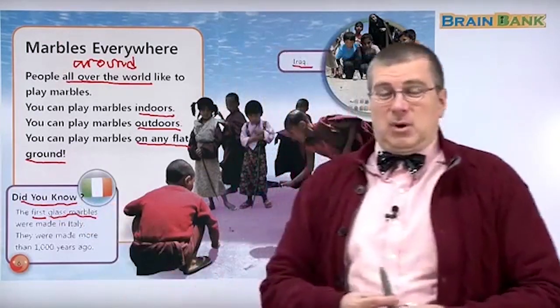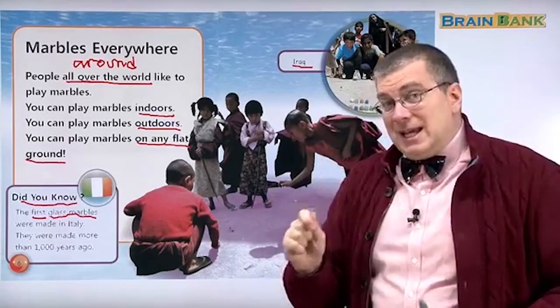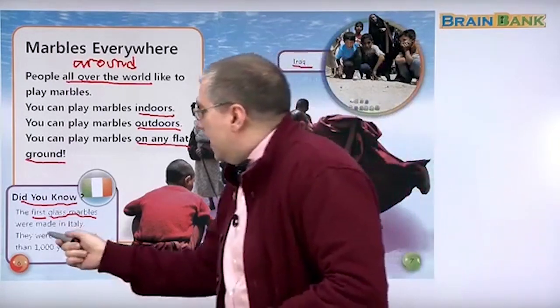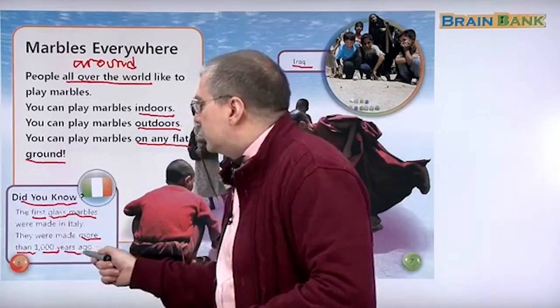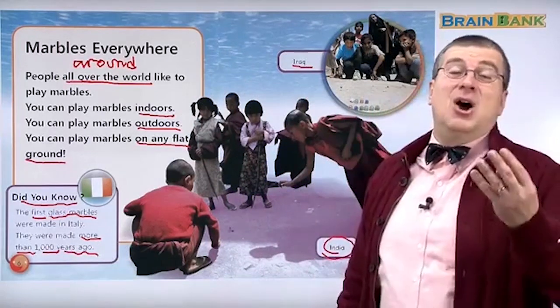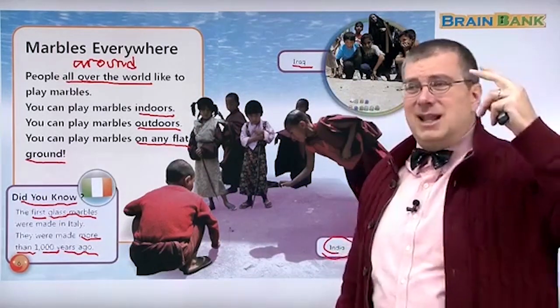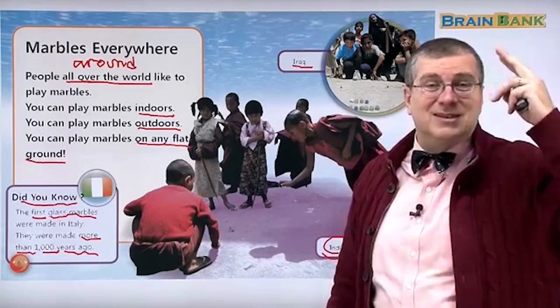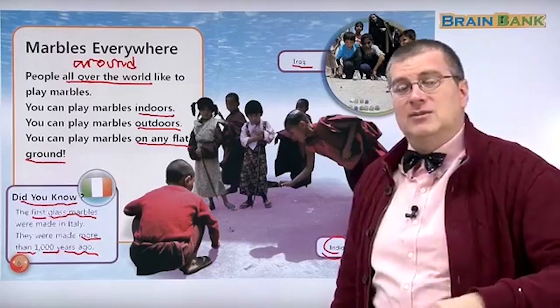The first glass marbles were made in Italy. They first started to be made in Italy more than 1,000 years ago. Wow, again, a really long time. 1,000 years ago, that's the 10th century, right? Or the 11th century in Italy, right? So a long time ago.